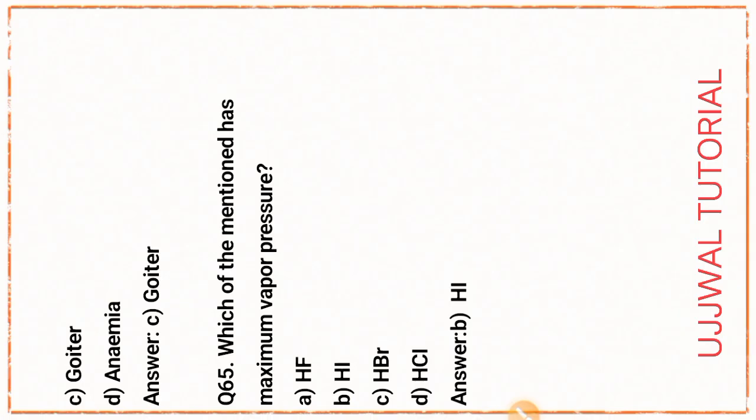Question number 65. Which of the mentioned has maximum vapor pressure? Option B, HI, hydrogen iodide. That is HI, option B is the right answer.